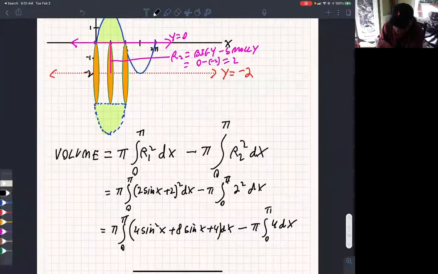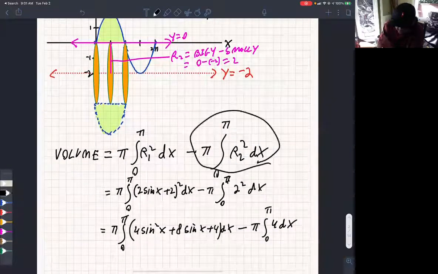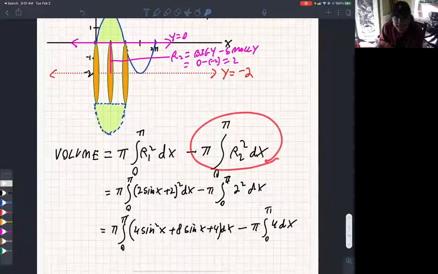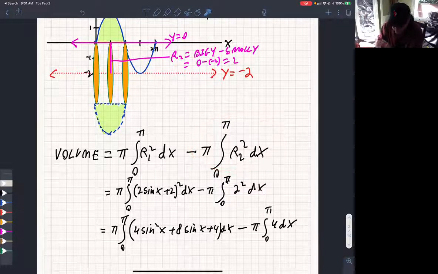Now, I want to remind you of this. You could have just found the volume of a cylinder with a radius of 2 with a length of pi and got the same answer. Instead of using integration, you could have just used your pi r squared h formula.